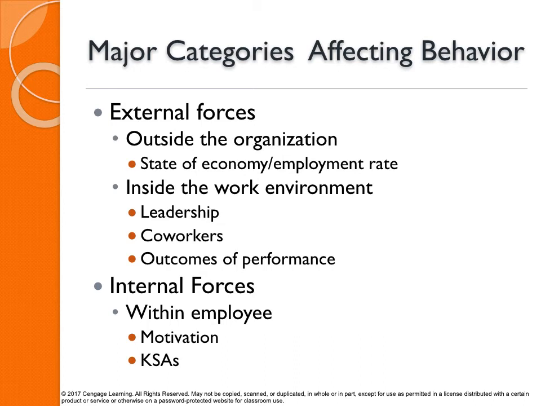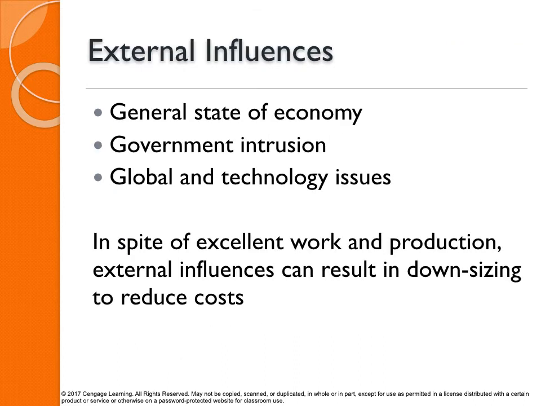We're going to talk about those later on in this chapter. Okay, so we talked about these external influences like the general economy, government intrusion, global technology issues. In spite of excellent work and production, external influence can result in downsizing. And I believe the textbook talks a little bit about the research, the impact of downsizing.